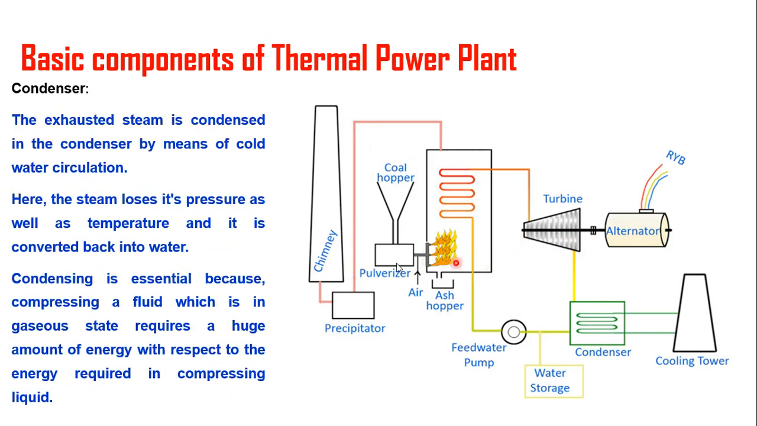Okay, next, the condenser. The exhausted steam is condensed in the condenser by means of cold water. Cold water is circulated here. Here the steam loses its pressure as well as its temperature, and it is converted back into water. Condensing is essential because compressing a fluid which is in a gaseous state requires a huge amount of energy with respect to the energy required in compressing a liquid. Thus a condenser is required. So this is a cooling tower.